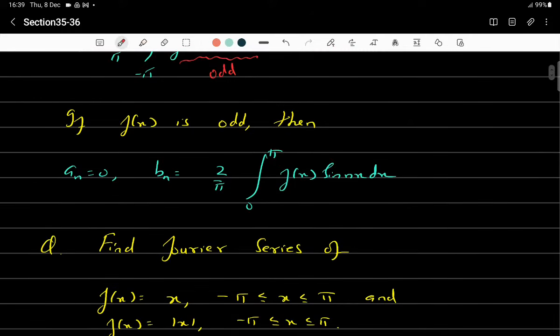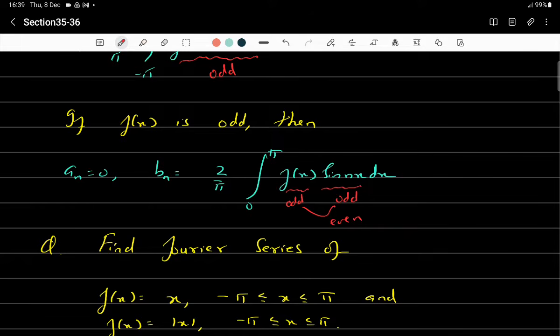Similarly, if f of x is odd, then you can see that this is odd, this is odd. So odd times odd becomes even, and that's why bn is 2 by pi integral 0 to pi. But in case of an, it would be 2 by pi integral 0 to pi f of x cos nx, which is odd, and that's why it becomes 0. So it means that if we have the information that the function over the interval minus pi to pi is odd or even, based on that we can directly consider either an to be 0 or bn to be 0.